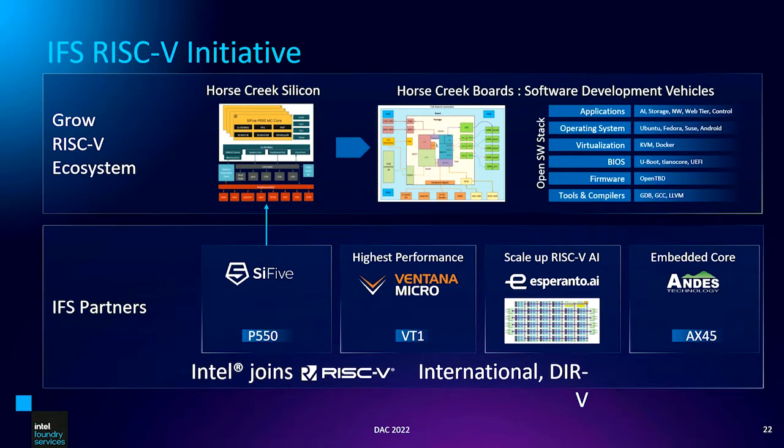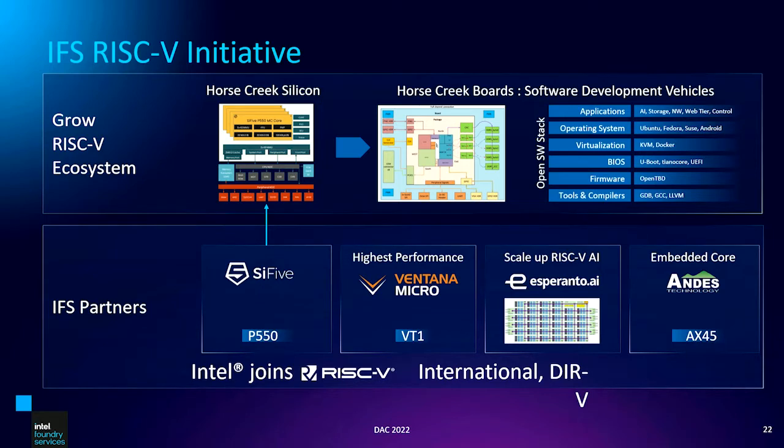We happen to have SiFive silicon up and running in the lab today, so that came back clean and it's working. So the P550 is working in the lab at about 2 gigahertz plus, I think. Of course, Ventana just presented at the IFS booth with the highest performance single-threaded core.